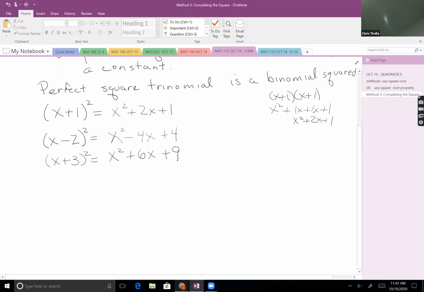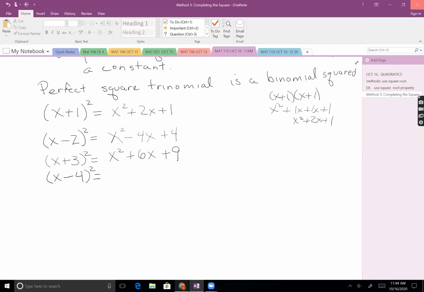Did anybody else get x squared plus 6x plus 9? And if I, well, let's do one more. Let's look at x minus 4 squared. So is there a reason why you're doing the plus 1 and then the minus 2, plus 3 and minus 4, like switching the terms? I just want to show that the same thing holds no matter what the sign.